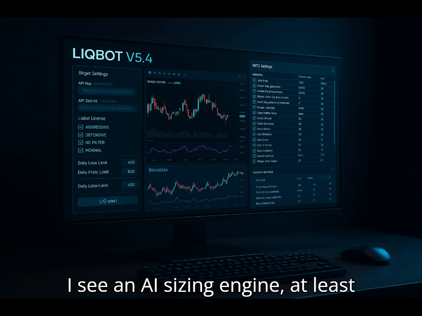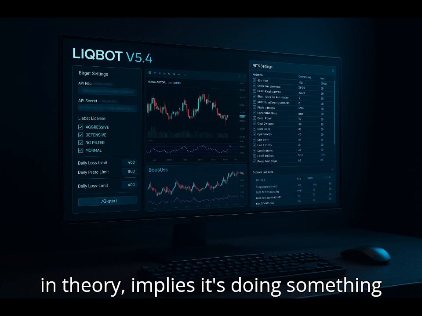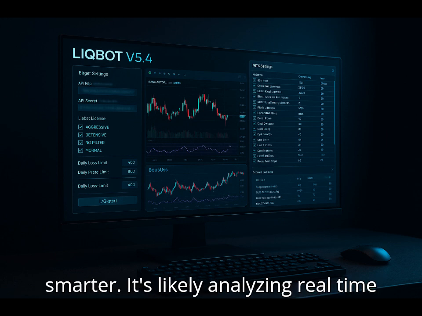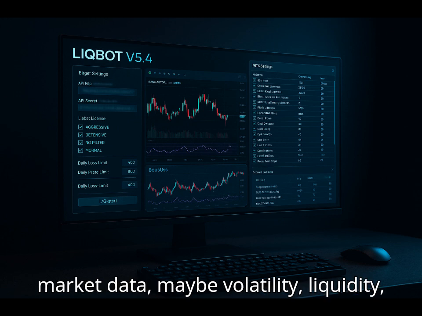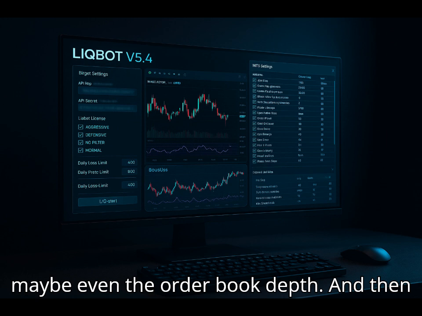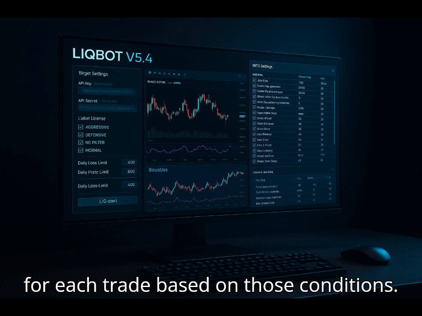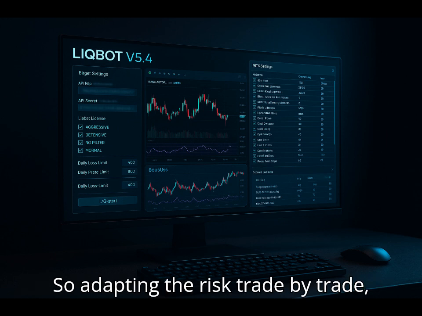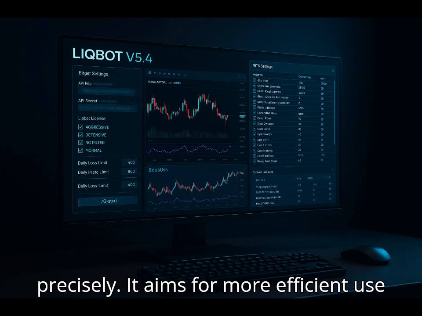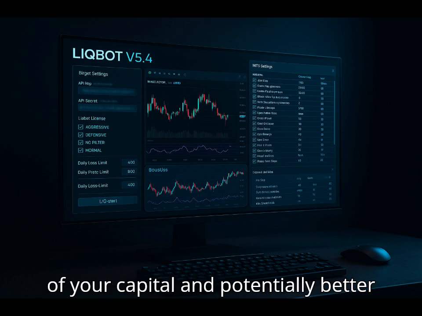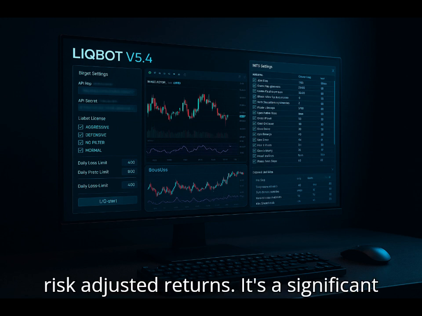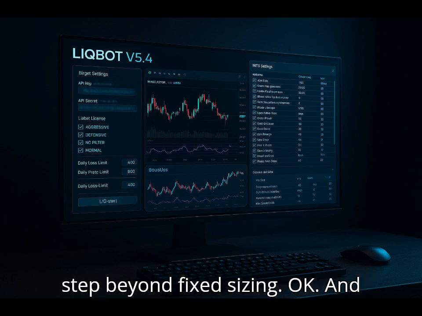I see. An AI sizing engine, at least in theory, implies it's doing something smarter. It's likely analyzing real-time market data, maybe volatility, liquidity, maybe even the order book depth, and then dynamically adjusting the position size for each trade based on those conditions. So adapting the risk trade by trade. Precisely. It aims for more efficient use of your capital and potentially better risk-adjusted returns. It's a significant step beyond fixed sizing.